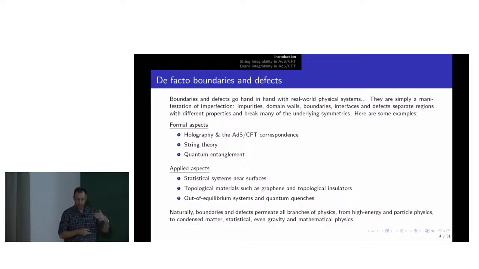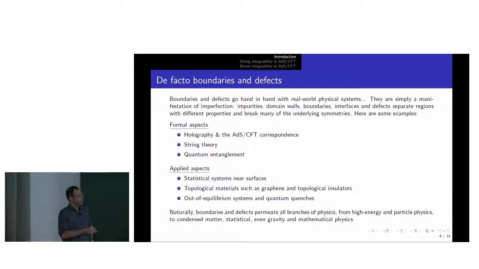Critical exponents are completely different near surfaces. And also topological materials. These materials are known to have some topologically protected modes on their boundaries, on their surfaces. And topological insulators, of course, are prime examples of topological materials. And then also out of equilibrium systems and quantum quenches have been shown to also be relevant to boundaries and defects in the so-called scattering picture, etc.